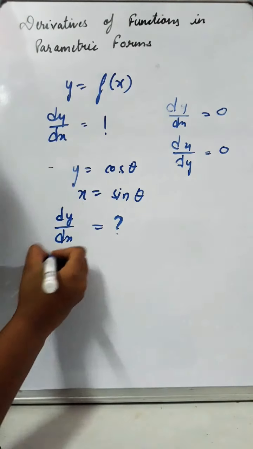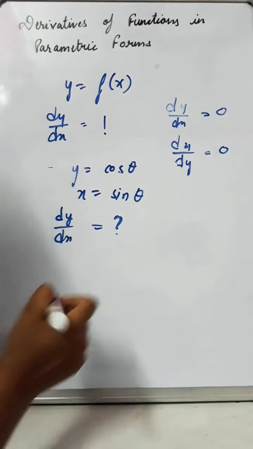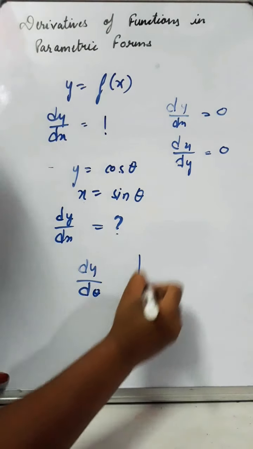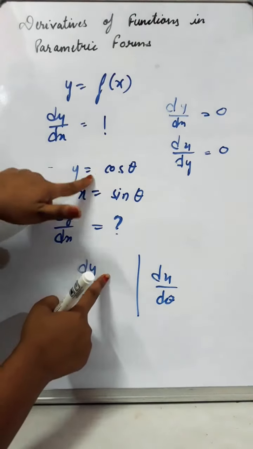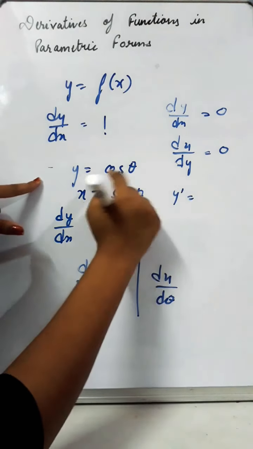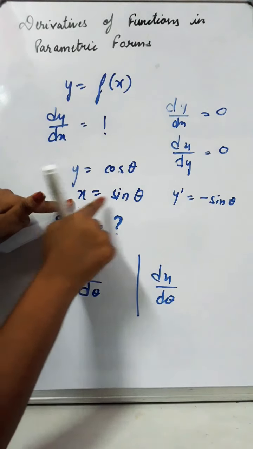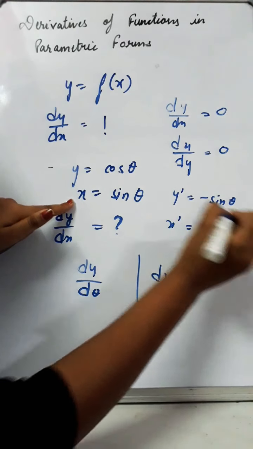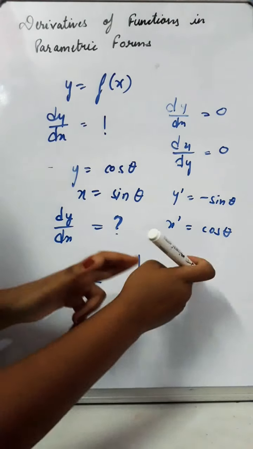See, particularly for this example, if you do dy d theta and dx d theta, this can simply be done. If you differentiate y with respect to theta, you get y dash as minus sin theta. And if you differentiate x in terms of theta, you get x dash as cos theta. So you can individually find dy d theta and dx d theta.